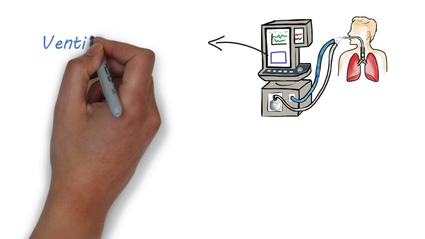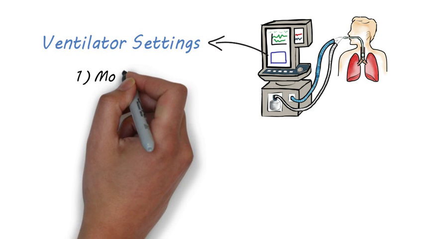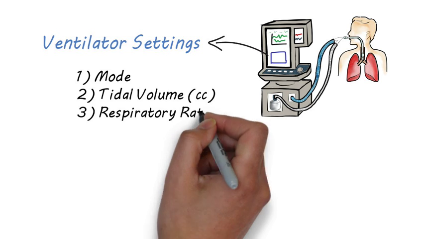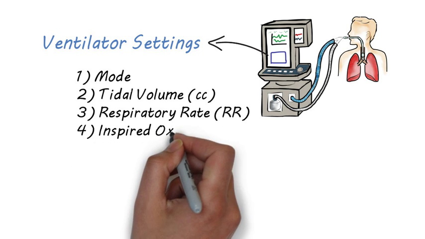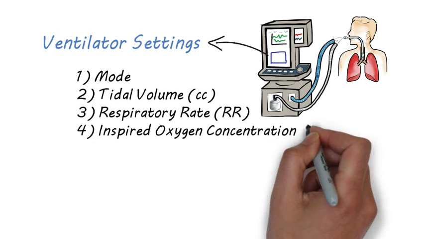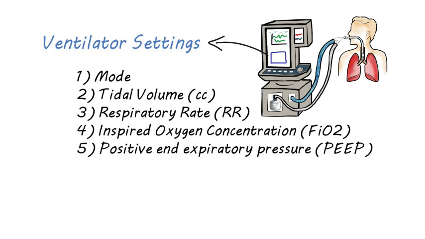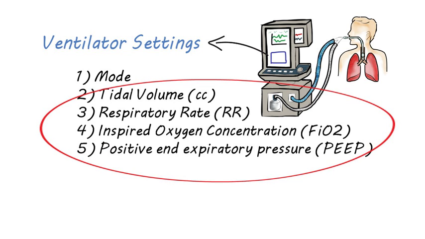Basic settings on a mechanical ventilator include mode, tidal volume in cc's, respiratory rate, inspired oxygen concentration or FiO2, and positive end expiratory pressure or PEEP. Let's start by going over these basic settings and some adjustments before we discuss different ventilator modes.